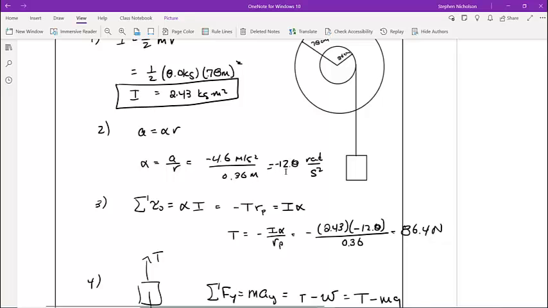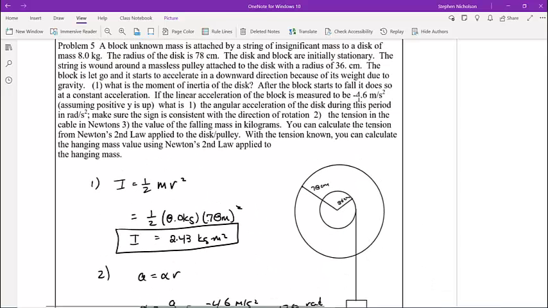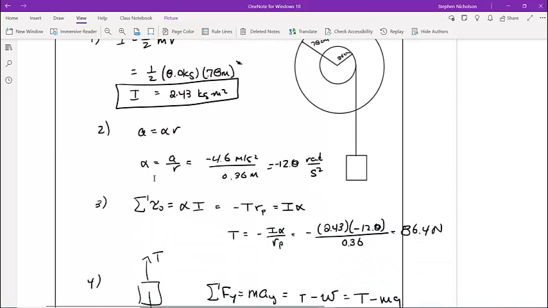So you get alpha is negative 0.28. And it's negative because clockwise here, which is negative, means down, which is negative. So they have the same sign. So here the block is negative 4.6 meters per second. Therefore, alpha is negative 12.8.